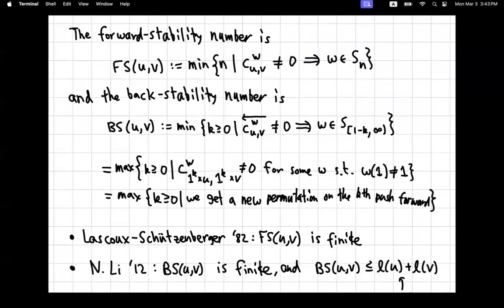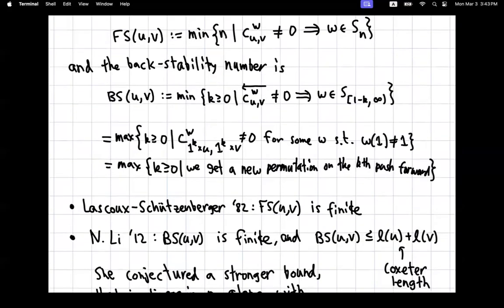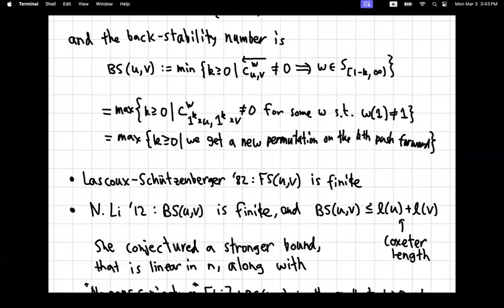And then for the back stability number, Nan Lee in 2012 explored this concept in the context of products of Stanley symmetric functions. She showed that this back stability number is always finite, and in fact she gave a bound on it. It's always less than or equal to the sum of the lengths of the permutations. At the same time, Lee conjectured a stronger bound. If you notice, the Coxeter length of a typical element in Sn is on the order of n squared. And Lee's conjecture, I'm not going to write the specifics, is a specific bound that's linear in n.